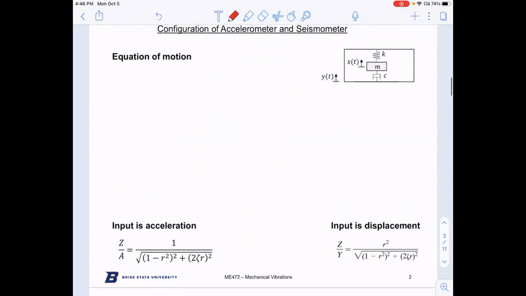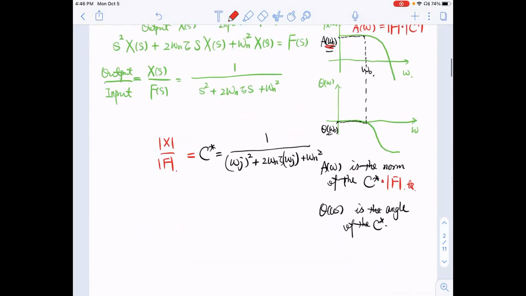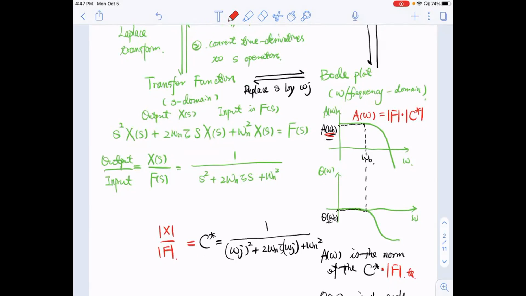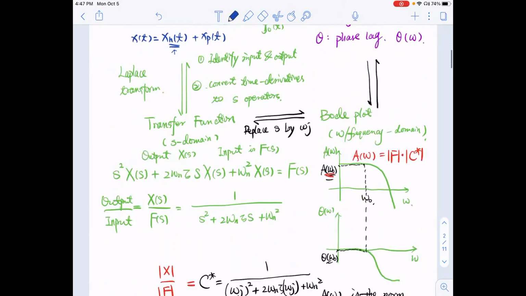So, is C star the transfer function? Yeah, C star is the transfer function, but the S is replaced by omega j. Okay, thank you. So here I just want to show you the connection. I'm going to use the accelerometer to explain how to implement these flowcharts. If you have no time to take notes, I'm going to share these after this lecture.